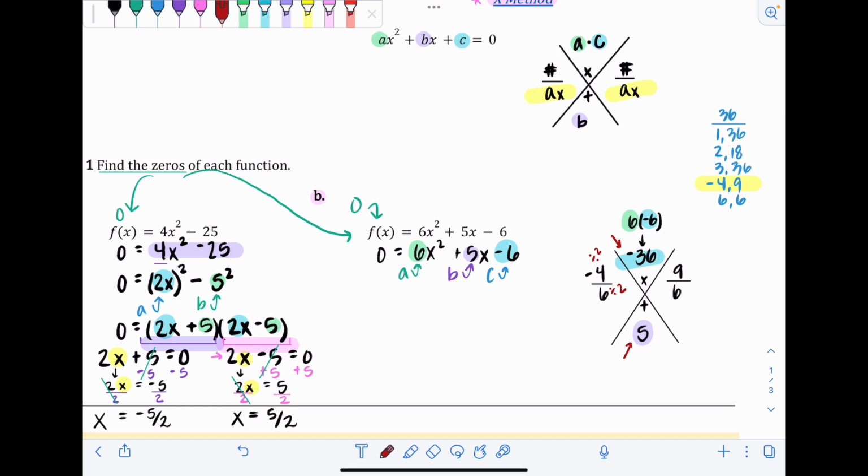Negative 4 divided by 2 is negative 2. And 6 divided by 2 is 3. And then now that it's reduced, I'm going to put the X there. And then for the 9 and the 6, those are both divisible by 3.